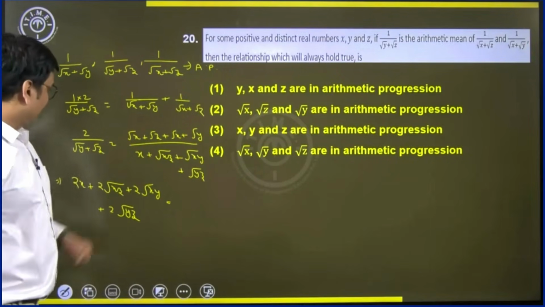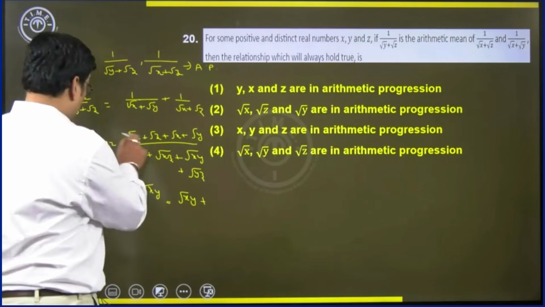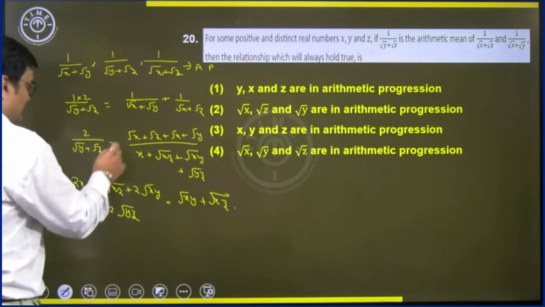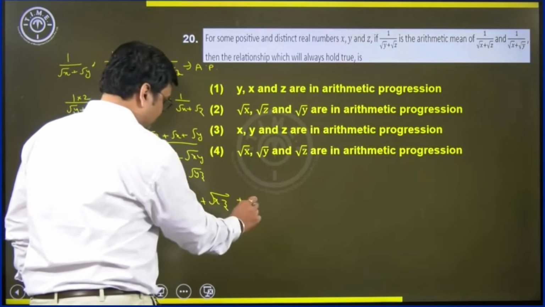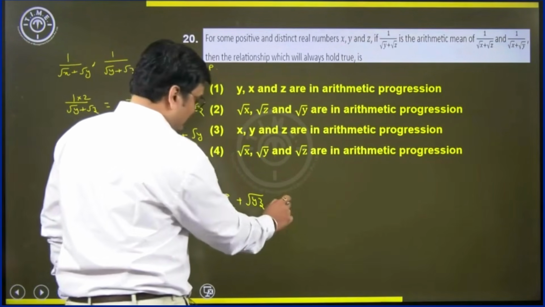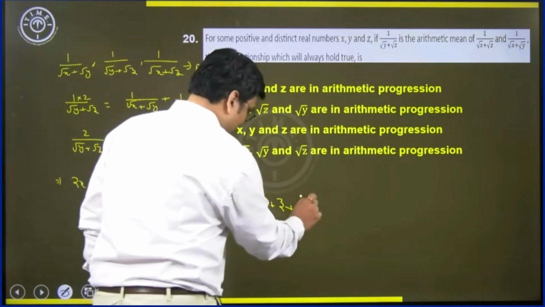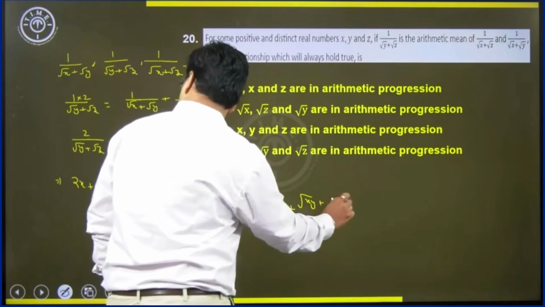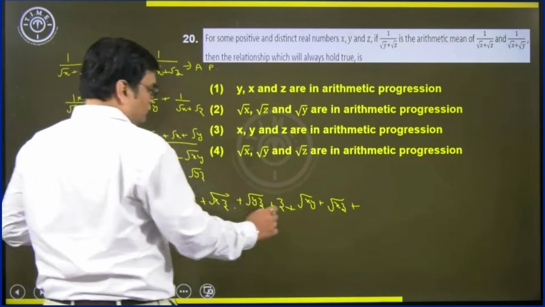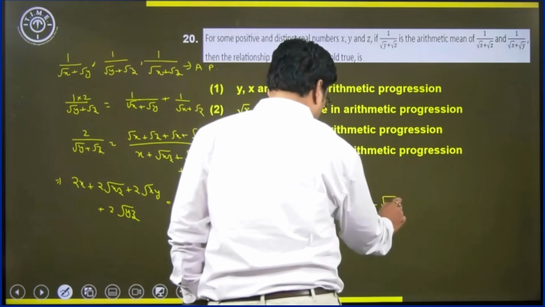Let us multiply this. So when you do this, it will be root x into root y, root x into root z. It will be root z into root y, root z into root z is z, root x into root y, same, root x into root z, root y into root y, and root y into root z.